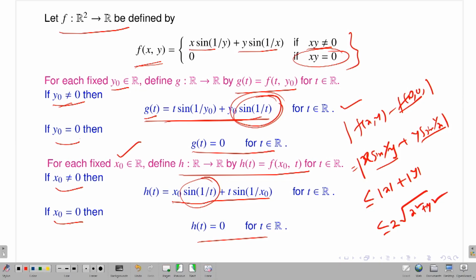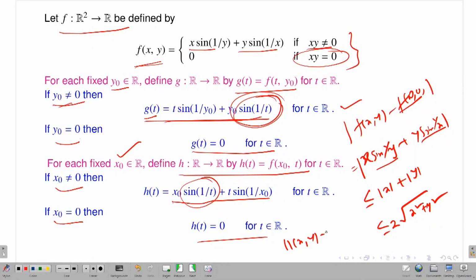Now you just play the epsilon-delta argument. Given epsilon, choose delta equal to epsilon by 2, such that whenever the norm of (x, y) minus (0, 0) is less than delta, this is less than epsilon, and therefore my function is continuous at (0, 0). And for the rest of the part, you can also prove that this function is continuous on R2.